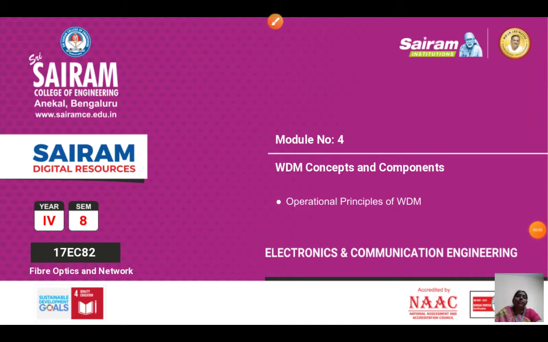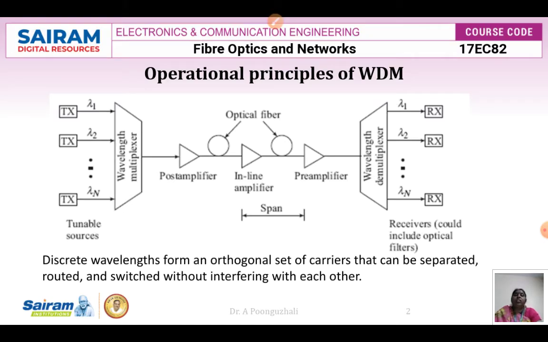Students, in the previous video we had seen an overview of WDM techniques. So now we'll see the operational principles of WDM. Your basic block diagram is going to consist of a wavelength multiplexer and a wavelength demultiplexer at the receiver side. Between your transmitter and your receiver you are going to have an amplifier, a post amplifier and a pre-amplifier, placed in the optical fiber, and we are going to have an inline amplifier there.